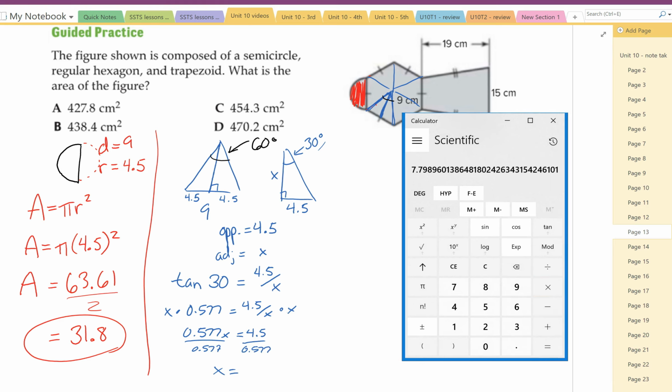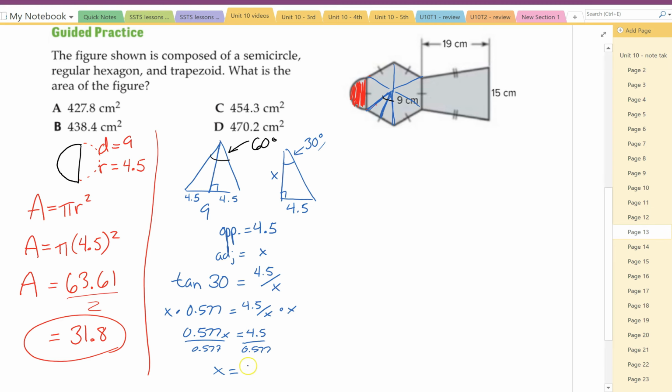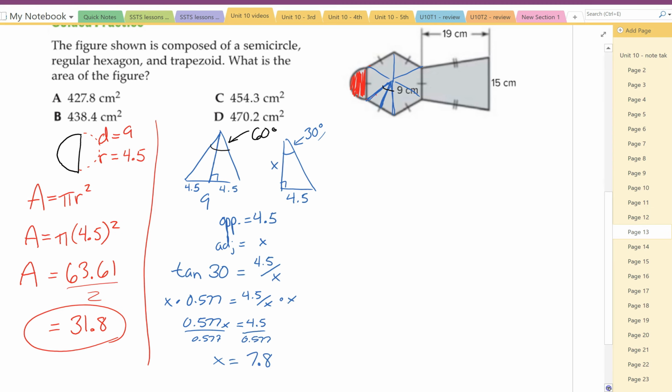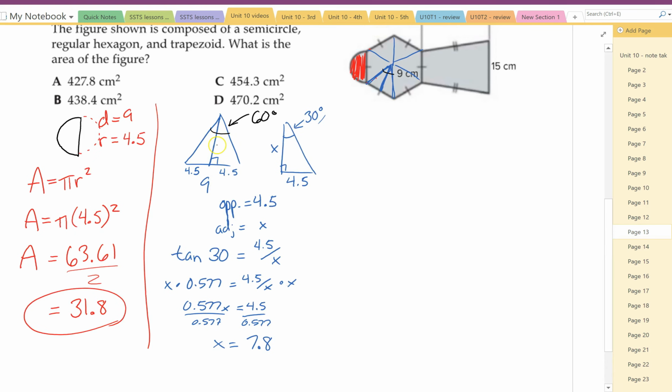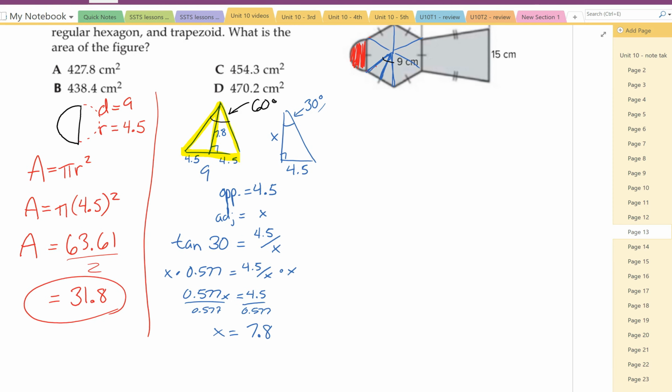And so the apothem here is going to be, I'm just going to call it 7.8. Okay, so this side over here is 7.8. Now, going back to this triangle, I know that this is 7.8. I know the base of this whole triangle, so I'm back to the whole triangle now. I know that the height is 7.8. I know that the base is 4.5 plus 4.5, or 9. So now I can figure out the area of that one triangle.